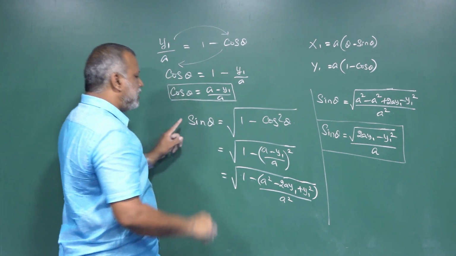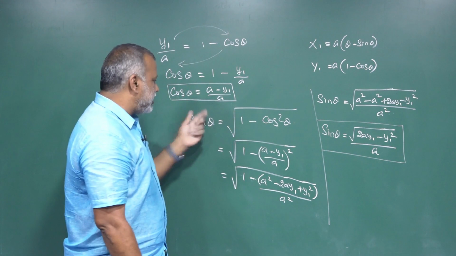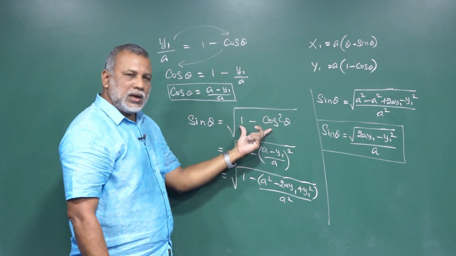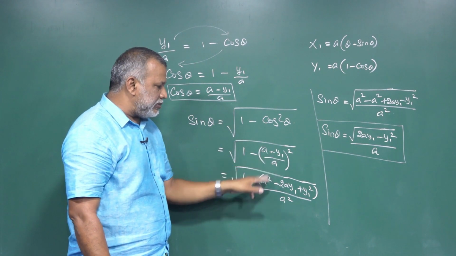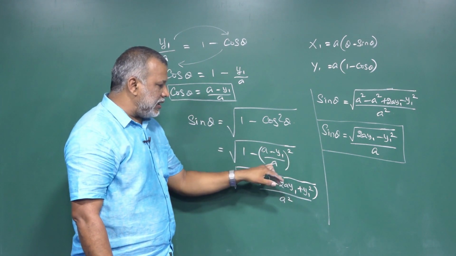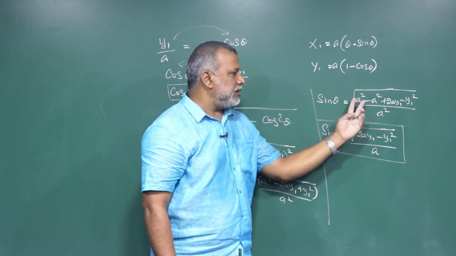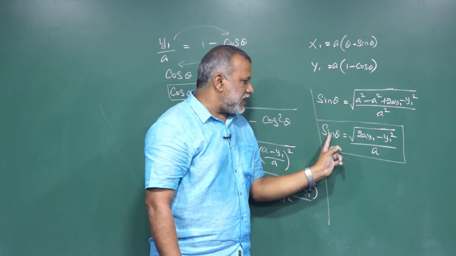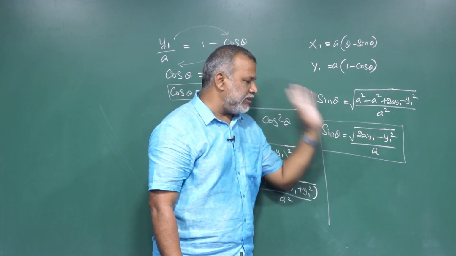From this cos theta, we need sin theta. See the first result, we need sin theta. So sin theta equals the square root of 1 minus cos squared theta. Just substitute cos theta, then simplify. It is in the form of (a minus b) the whole squared; expand it, divided by a squared. Take the LCM, then open the bracket, a squared will be removed. So sin theta equals the square root of 2a y1 minus y1 squared, divided by a.